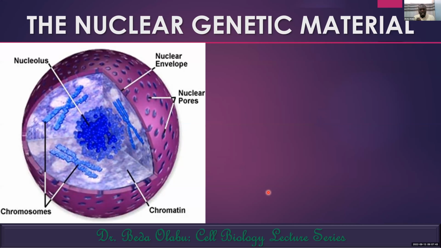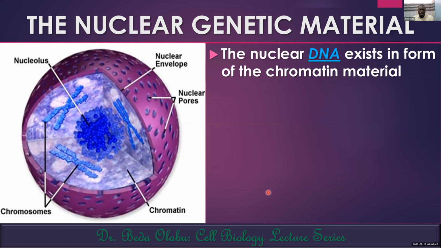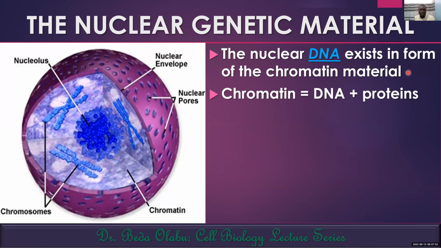Let's discuss the nuclear genetic material at greater detail. So the genetic material in the nucleus exists in form of chromatin material. When you talk of chromatin material, we are referring to the DNA together with the proteins that hold it. These proteins are many, but the majority are the ones called histone proteins.